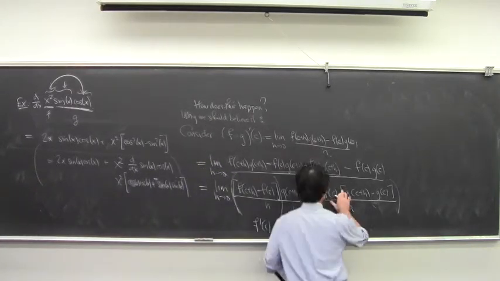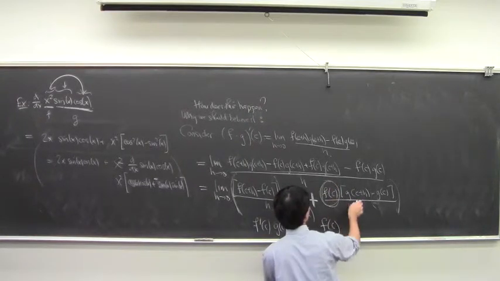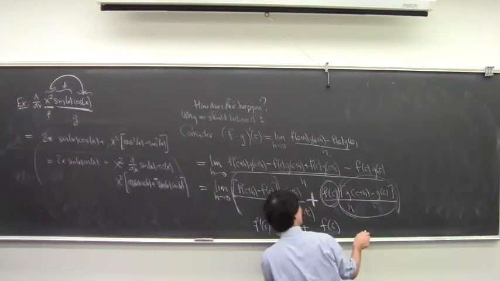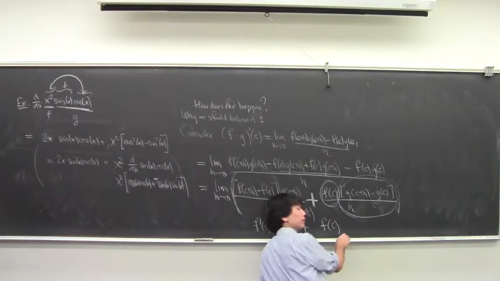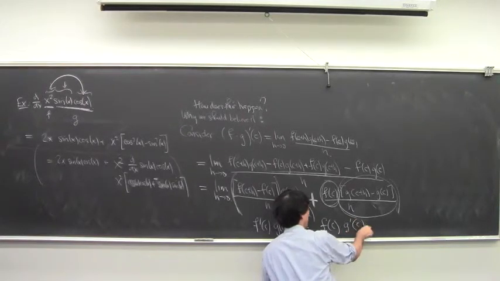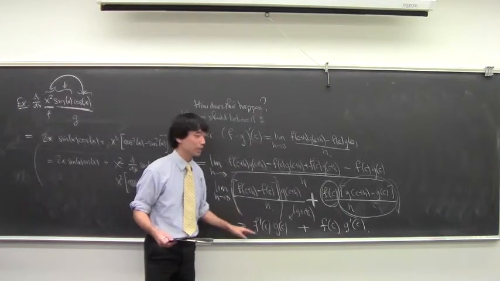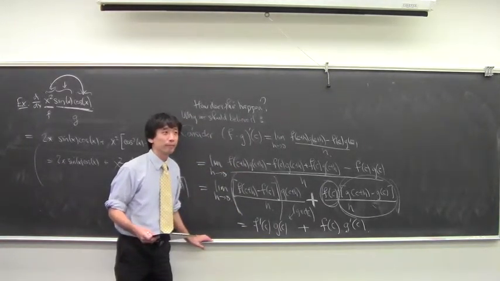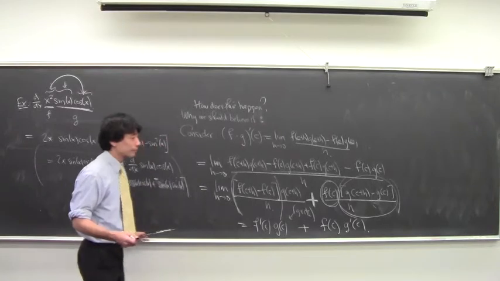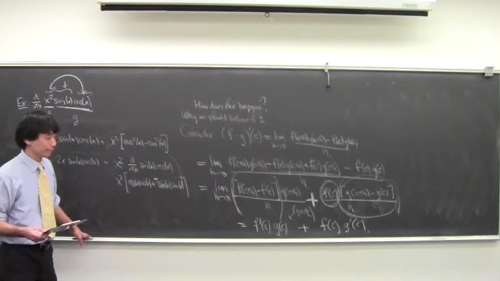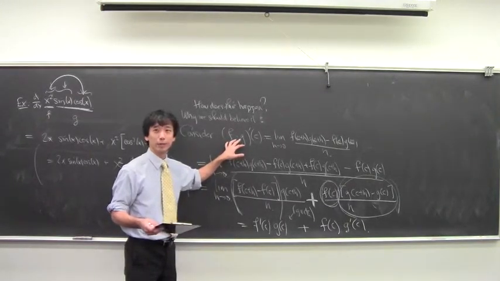And then here, this f of c, as h goes to 0, that just stays still. What about g of c plus h minus g of c over h? What does that turn into as h goes to 0? g prime. And you see what happens. So we get f prime of c times g of c, plus f of c times g prime of c. This is how the formula is derived.